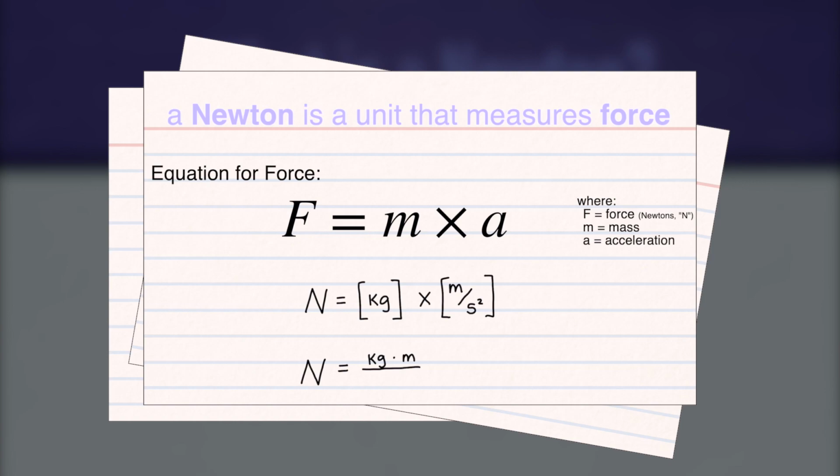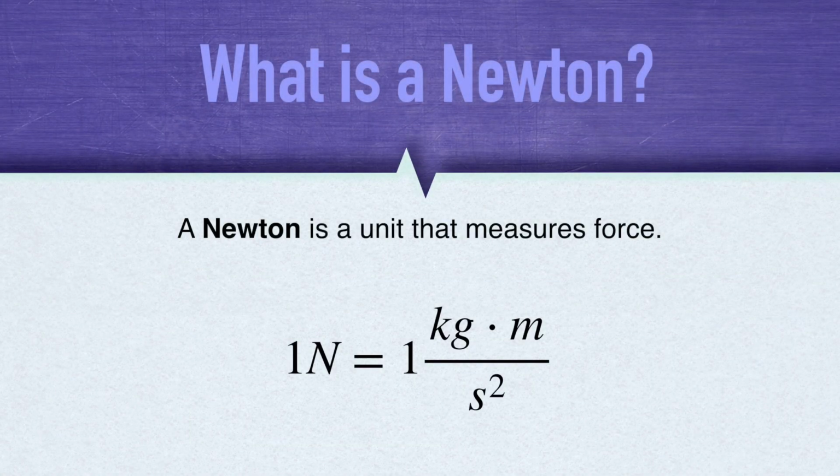And then the per, divided by second squared, is going to be at the bottom, so that it reads kilogram meters per second squared. So a force, which is what a newton measures, is a mass, kilogram, times an acceleration, meters per second squared. And that is why 1 newton equals 1 kilogram meter per second squared.